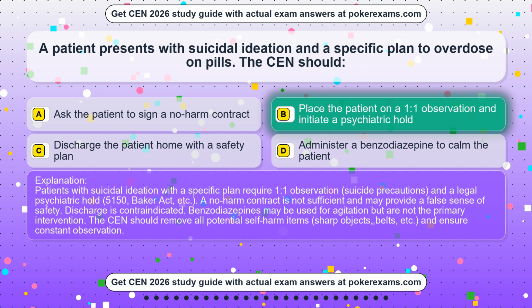Patients with suicidal ideation with a specific plan require 1:1 observation, suicide precautions, and a legal psychiatric hold, 5150, Baker Act, etc. A no-harm contract is not sufficient and may provide a false sense of safety. Discharge is contraindicated. Benzodiazepines may be used for agitation but are not the primary intervention. The CEN should remove all potential self-harm items, sharp objects, belts, etc., and ensure constant observation.